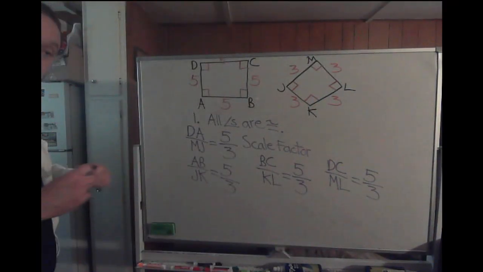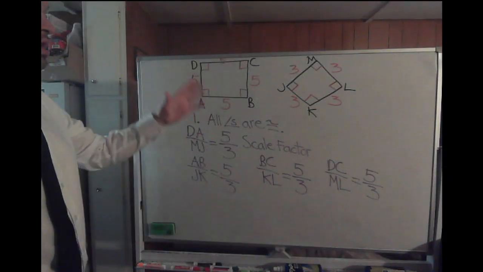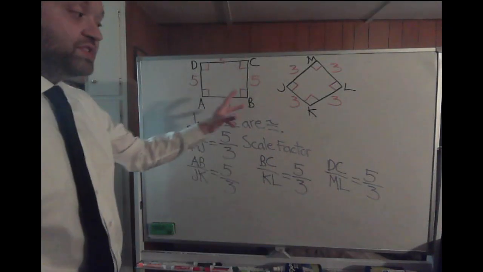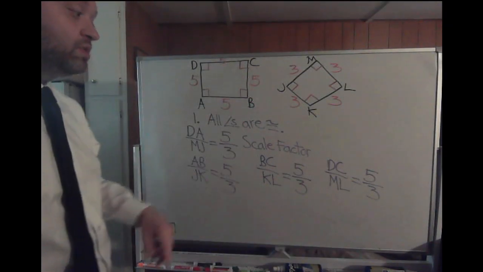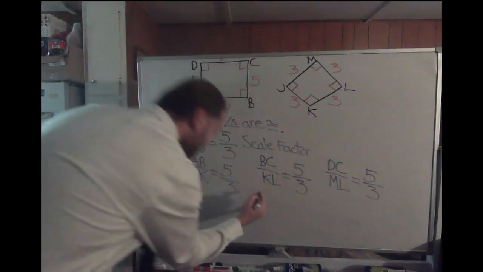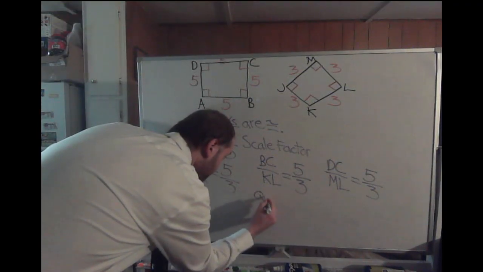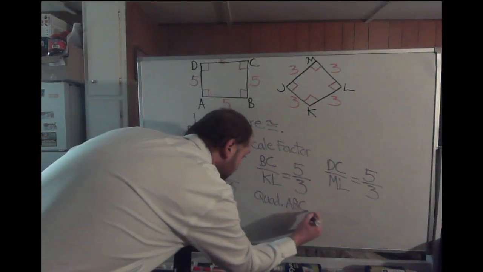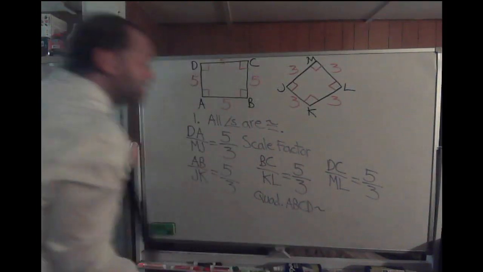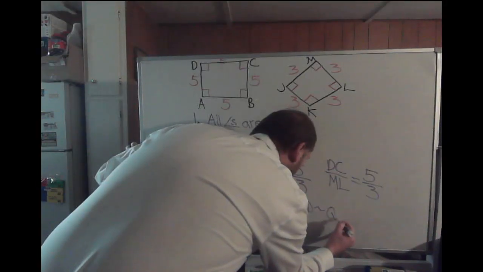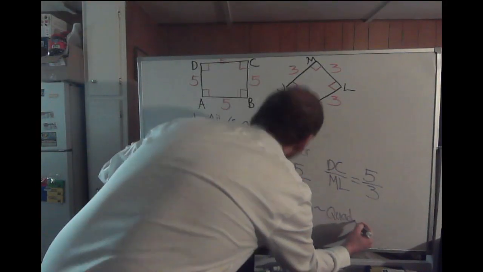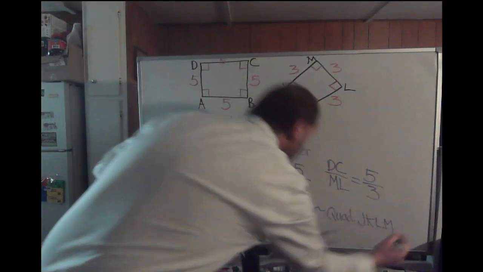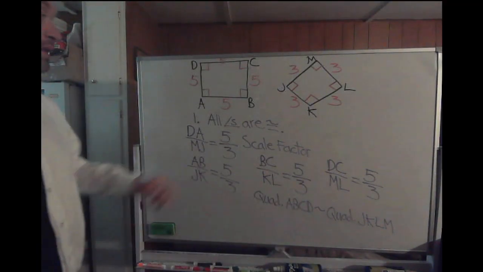Well, what do you know? Every side is in proportion. They all have the same scale factor between the two quadrilaterals. So yes, quadrilateral ABCD is similar to quadrilateral JKLM. So both criteria have been met.